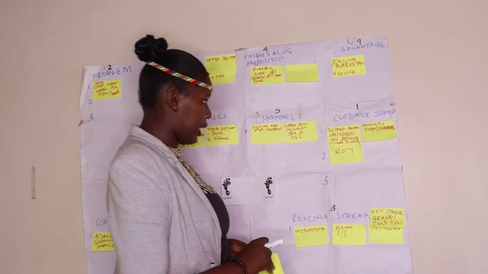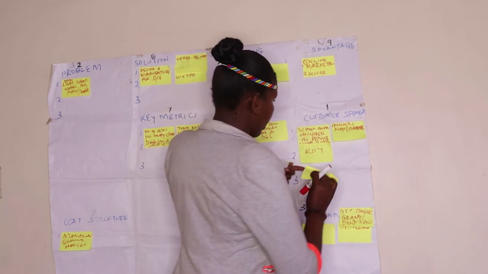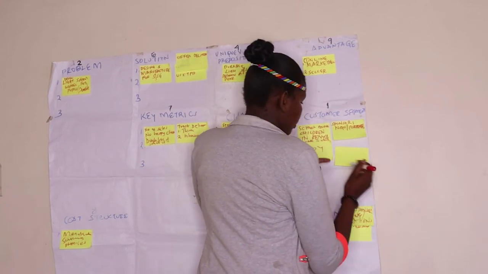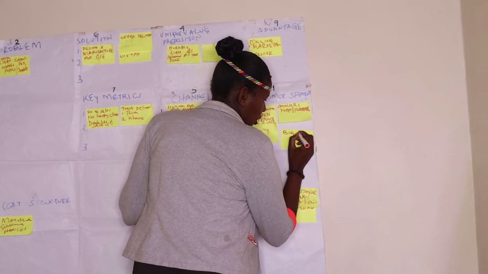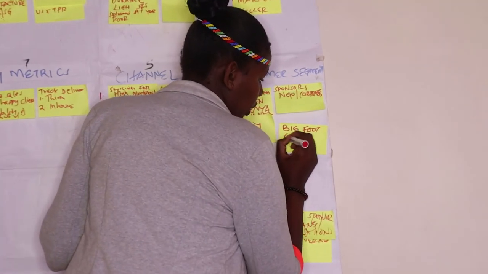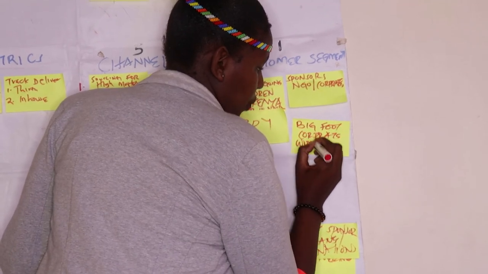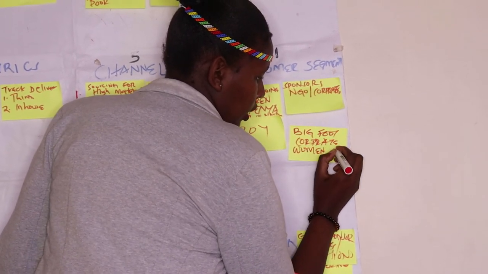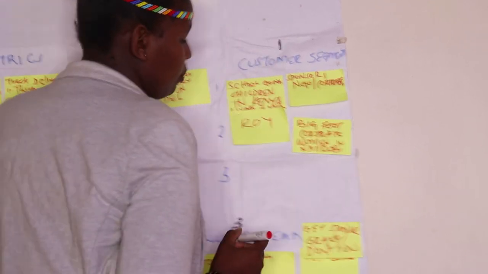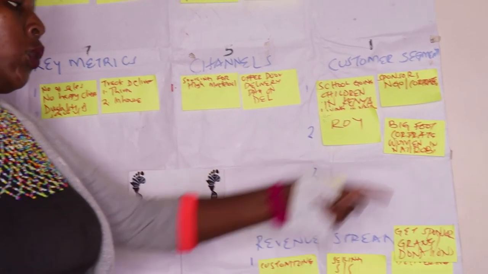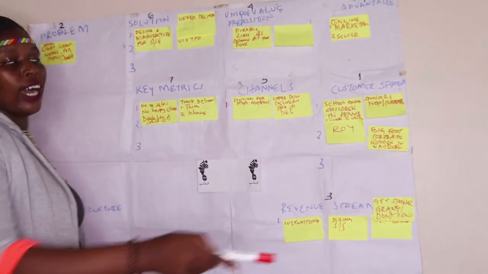Let's say you want to serve big foot women. You come and put here: big foot women in Kenya. Big foot corporate women in Nairobi. That's how you do a good segment. Doesn't matter who it is, you can even say someone who is 26 years old. So that is going to determine the entire model again.